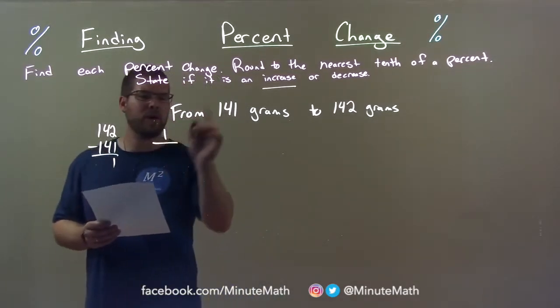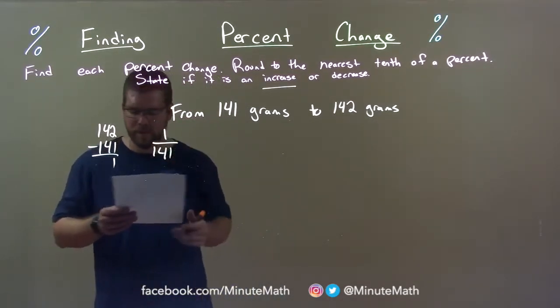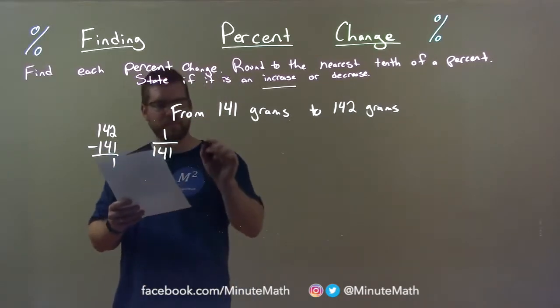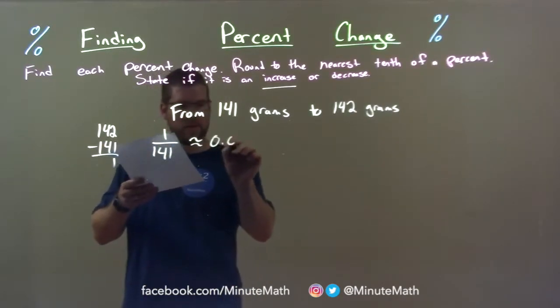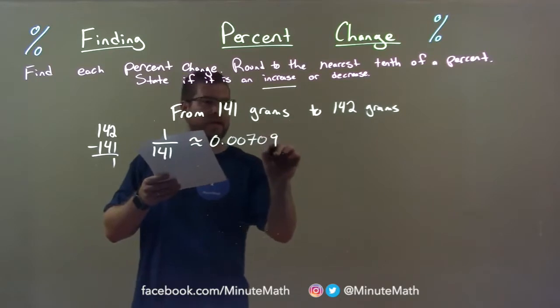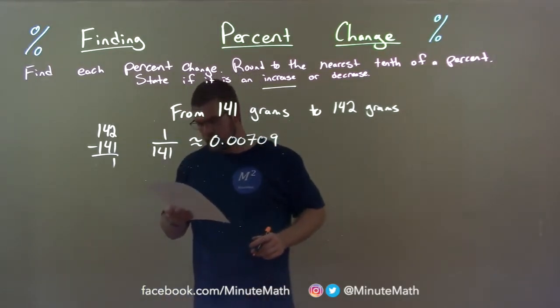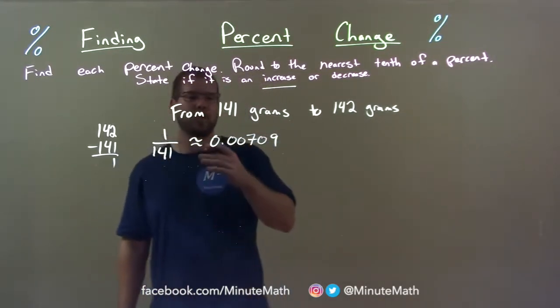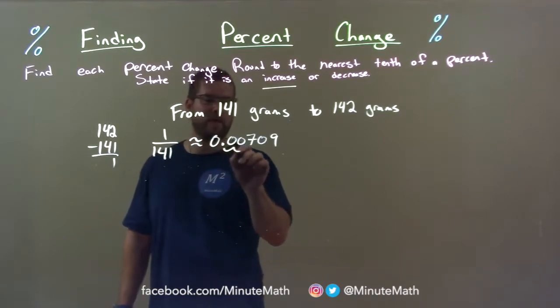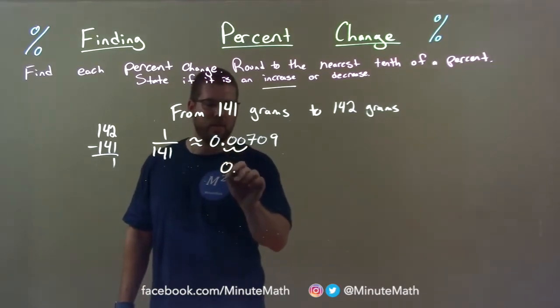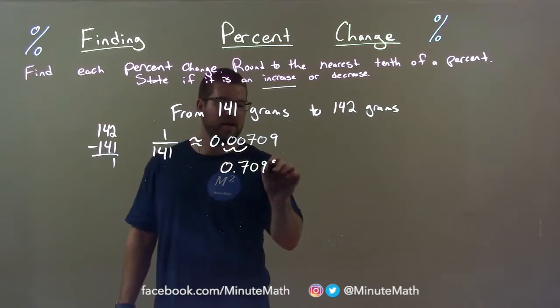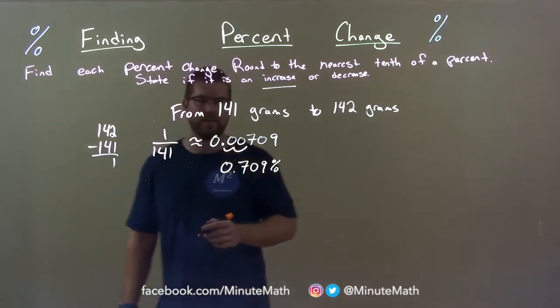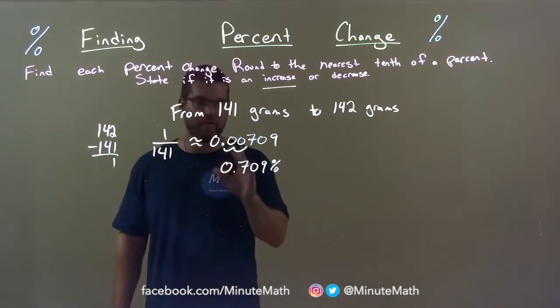Take that number 1, divided by the first number, 141. Gives us a decimal, approximately 0.00709. All right. That decimal here needs to be converted to a percent. Decimal point, 2 spots to the right. Gives me 0.709%. Okay? So this is 0.7% roughly, right?